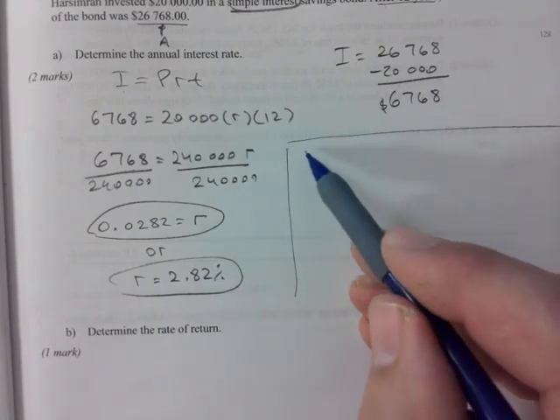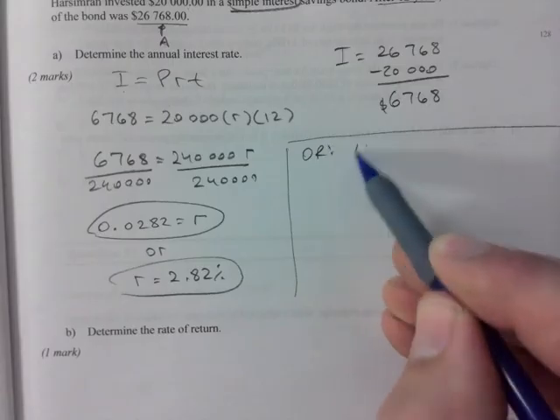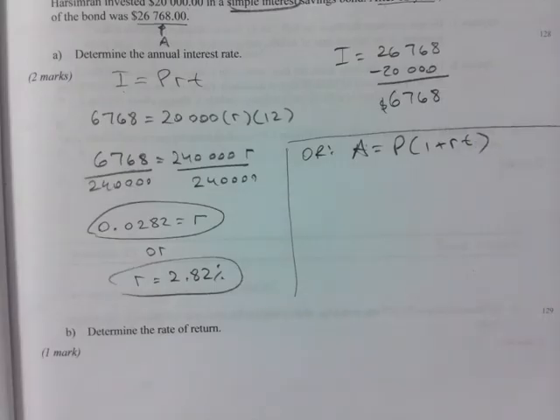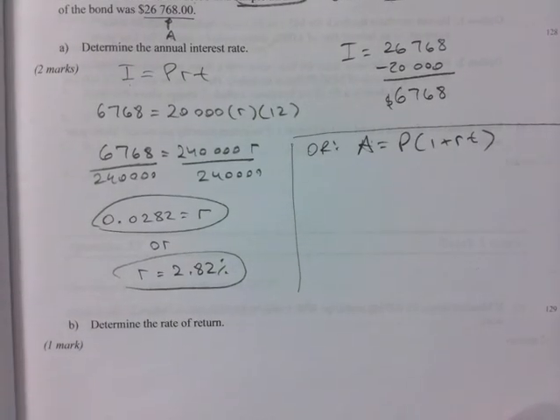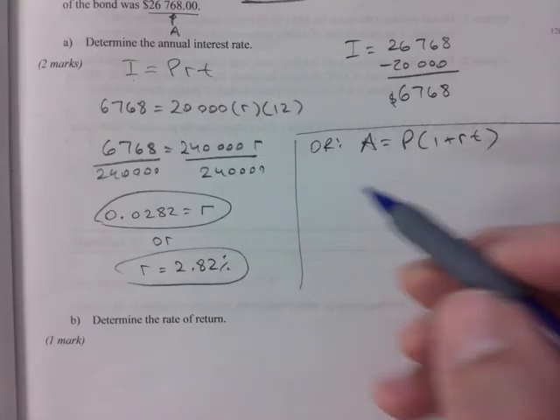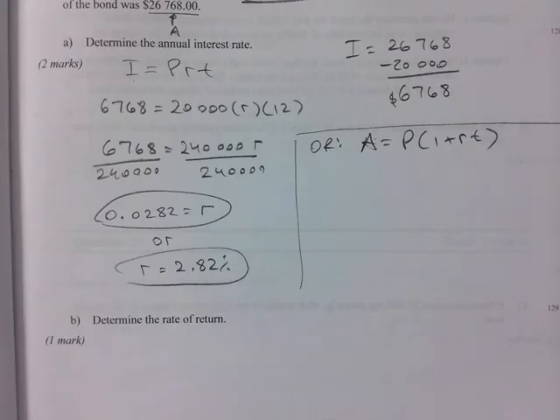Could you have used this formula? Absolutely. If that's the one you would rather have used, that would have been just fine. I'm not going to show you how to do that, but you would get the same answer if you just isolate for R on that one.